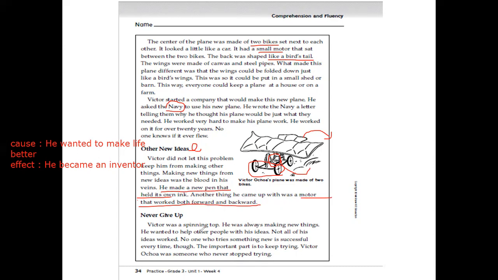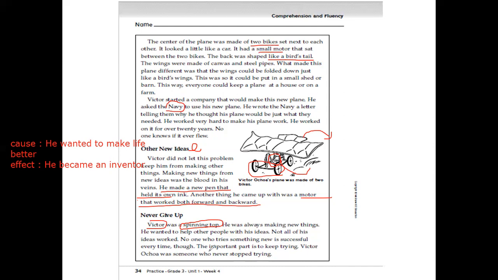Never give up. Victor was a spinning top. Here we have another metaphor. Victor and the spinning top. Why did the author say Victor was a spinning top? Because he was always making new things. He didn't stop like the spinning top. He wanted to help other people with his ideas. Not all of his ideas worked. No one who tries something new is successful every time. So the important part is to keep trying.